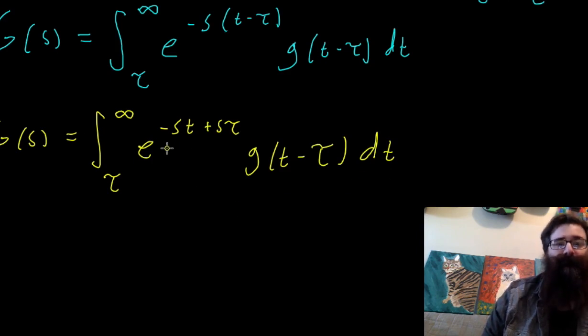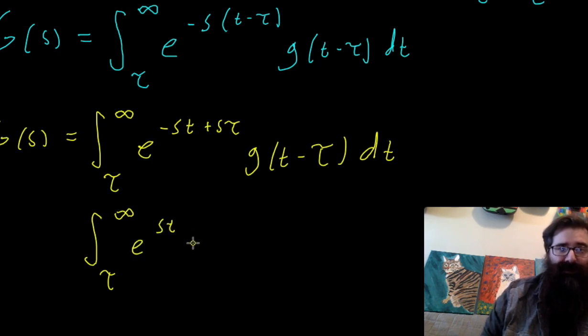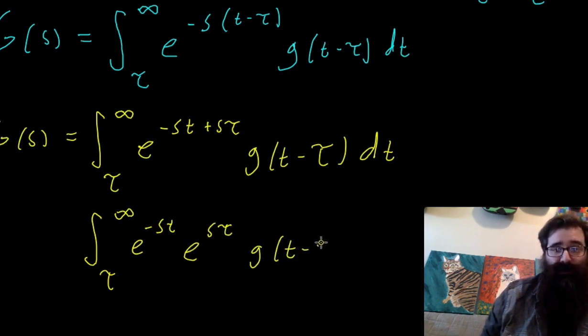dt. And now I can use properties of exponential functions to break this up into the product of two exponential functions. I can say this is the integral from tau to infinity of e to the minus st, times e to the s tau, times g of t minus tau dt.